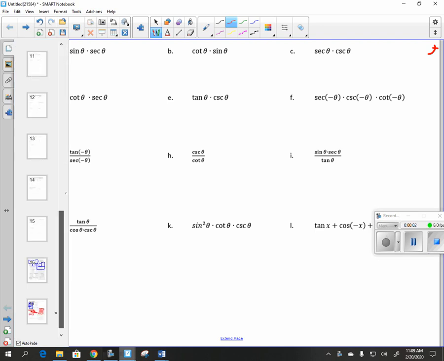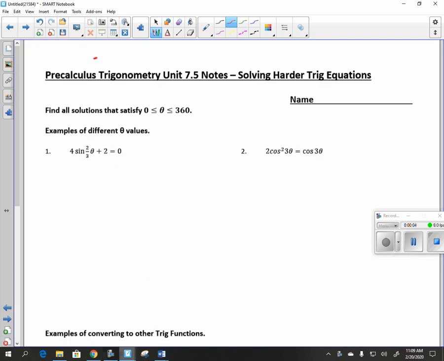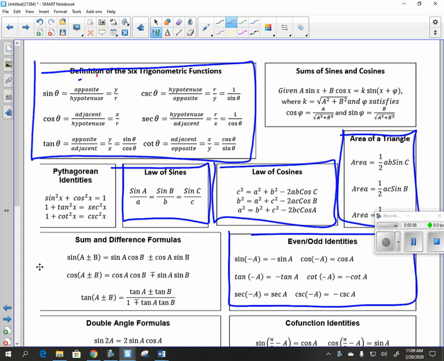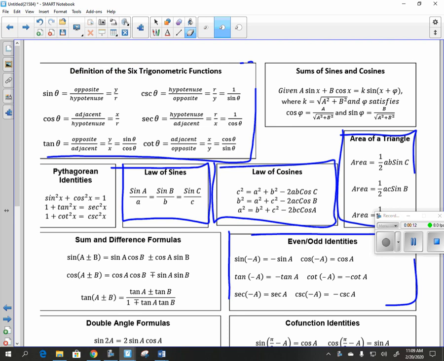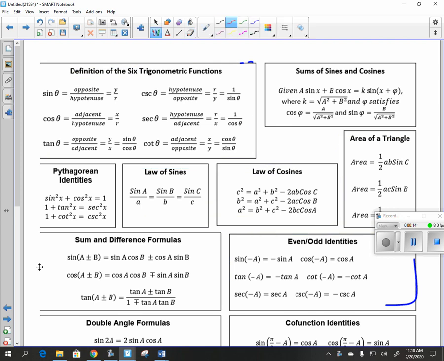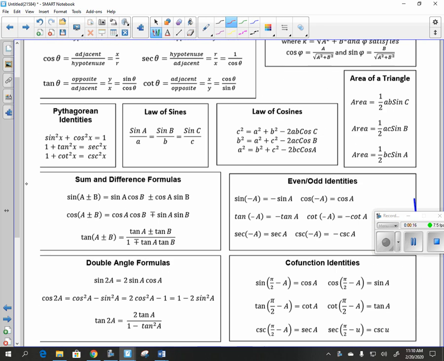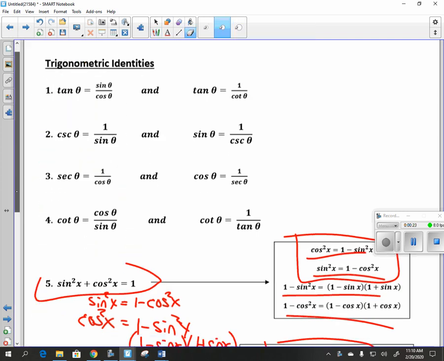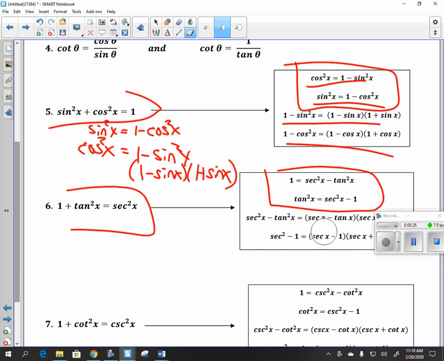Okay, please look at your very last sheet, your very last sheet. Right here. These are the sets of formulas that you get on your next test. If you flip it over, these are the other formulas you get on the next test. I'm going to teach you how to use them. I'm going to teach you where they are located.